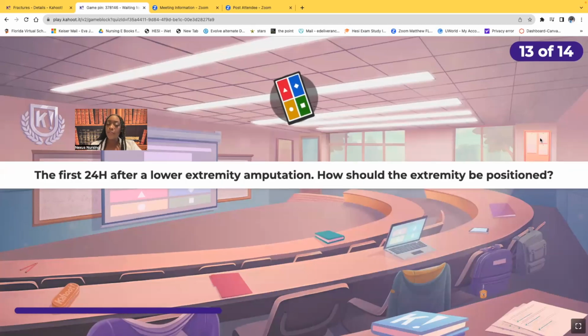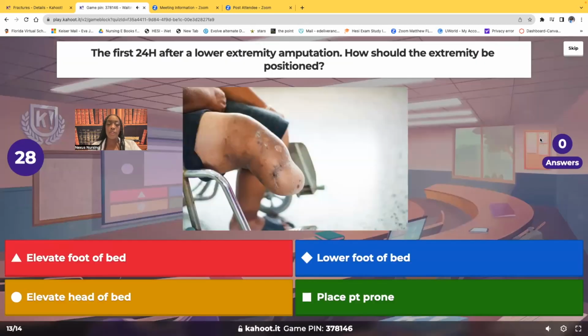The first 24 hours after a lower extremity amputation, how should the extremity be positioned? So it's the first 24 hours after the patient's had an amputation. How are you going to position them? Elevate the foot of the bed, lower the foot of the bed, elevate the head of the bed, place the patient prone. It's the first 24 hours after amputation. How should they be positioned?